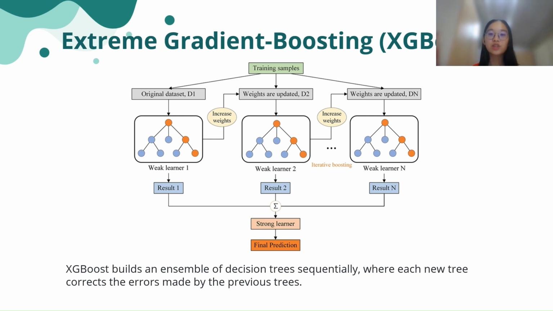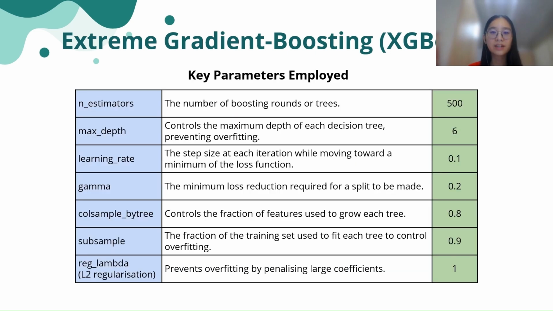We further experiment with XGBoost, where it builds an ensemble of decision trees sequentially, where each new tree corrects the errors made by the previous trees. Unlike simple models that fit the data once, XGBoost iteratively improves its prediction by minimizing a specified loss function through gradient descent. These are the optimal parameters that we use for the XGBoost model.